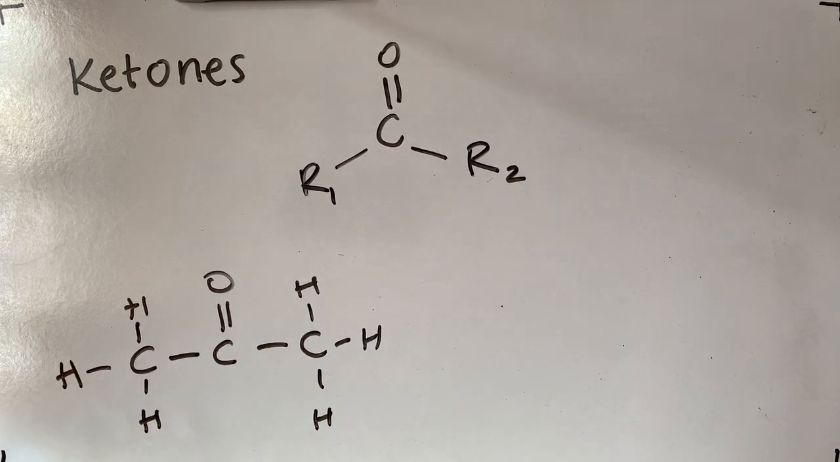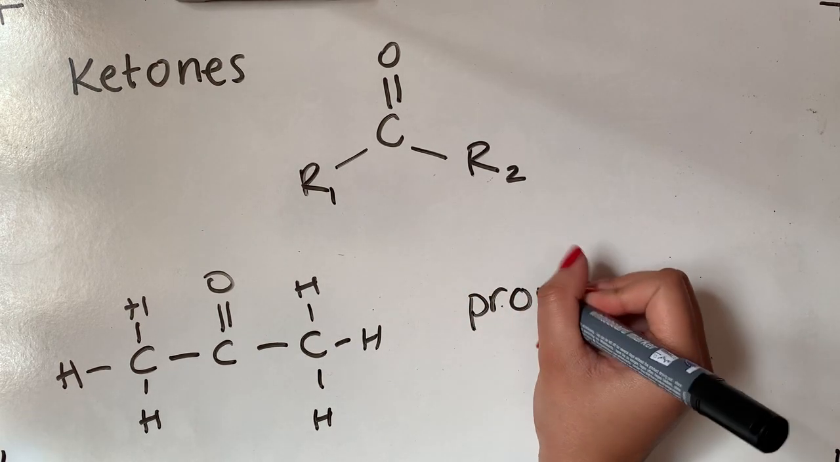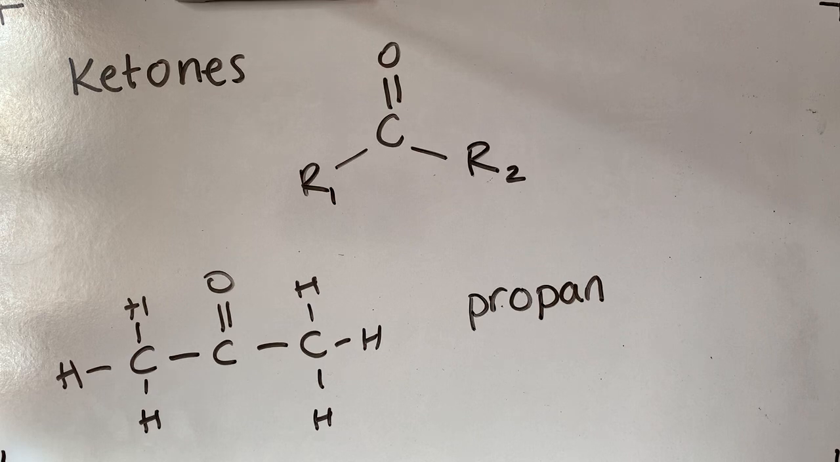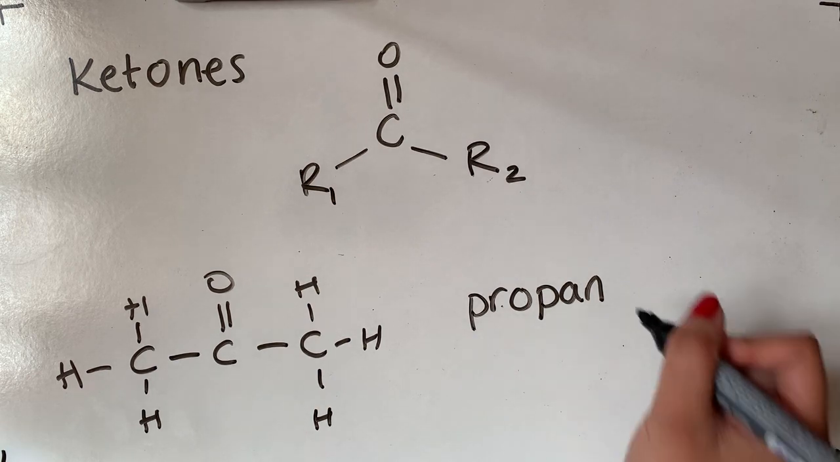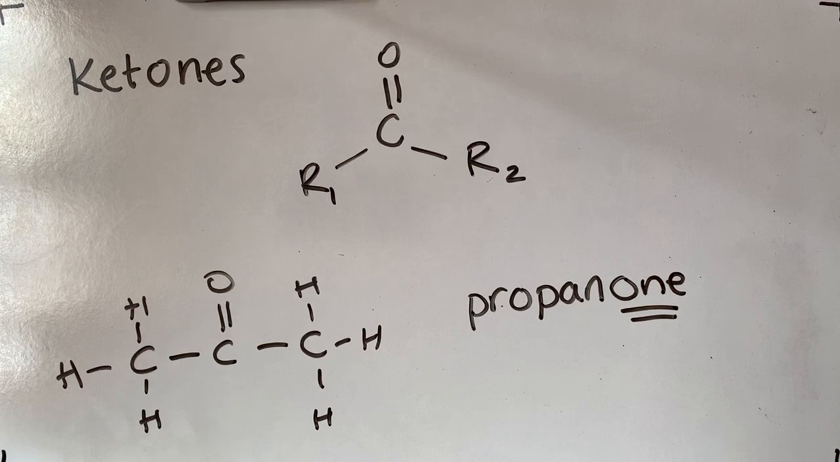So this compound over here has 3 carbons in it, so it's got to start with propan. Okay. Now in this one you don't need to put the number in, because to make this a ketone, the carbonyl has to be in the middle. So all ketones are going to end in -one. So this over here is called propanone. Okay, so propanone is the chemical name for this.